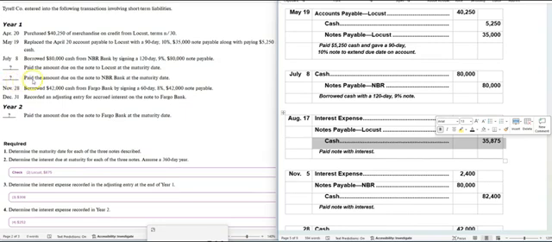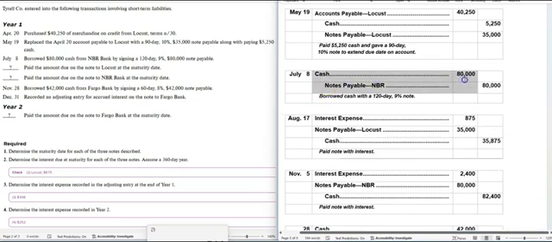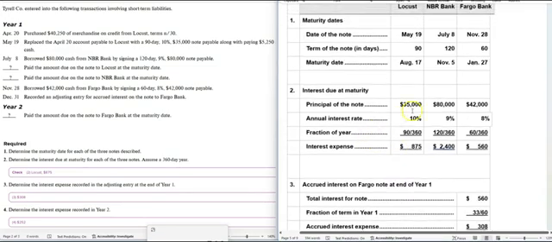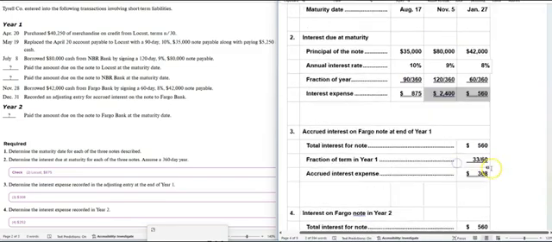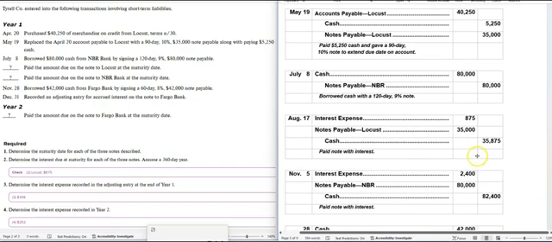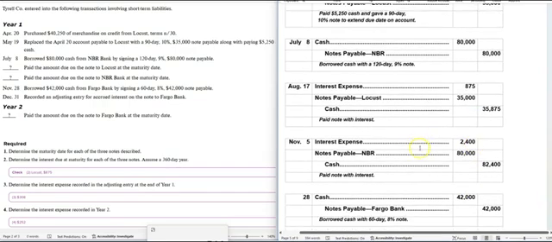The next transaction is when we paid the amount due on the note to MBR Bank. So we are paying off this note. The amount of interest owed on that note on November 5th was $2,400. So when we pay off this note, we will decrease the notes payable $80,000, record our $2,400 of interest expense, and credit cash for the $82,400 that we're paying.